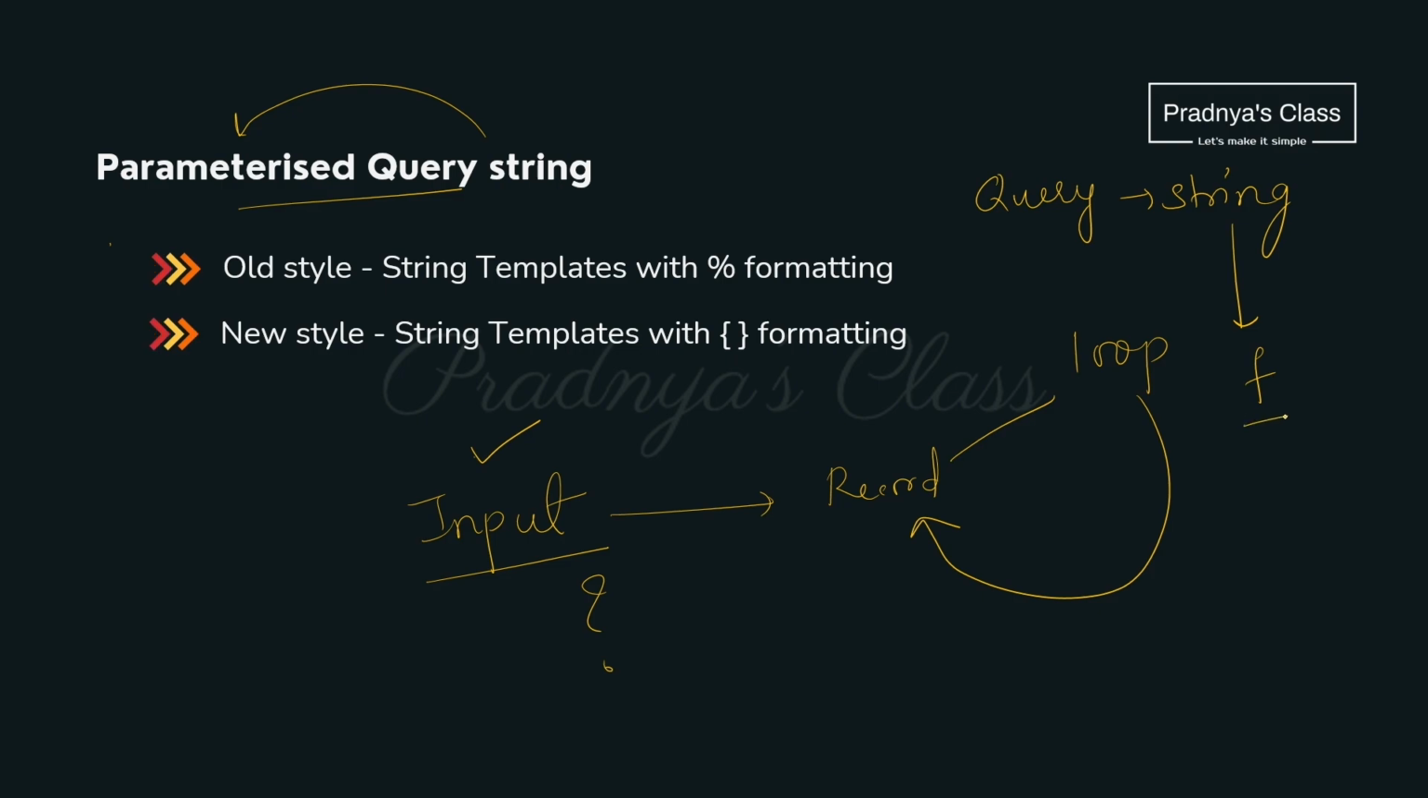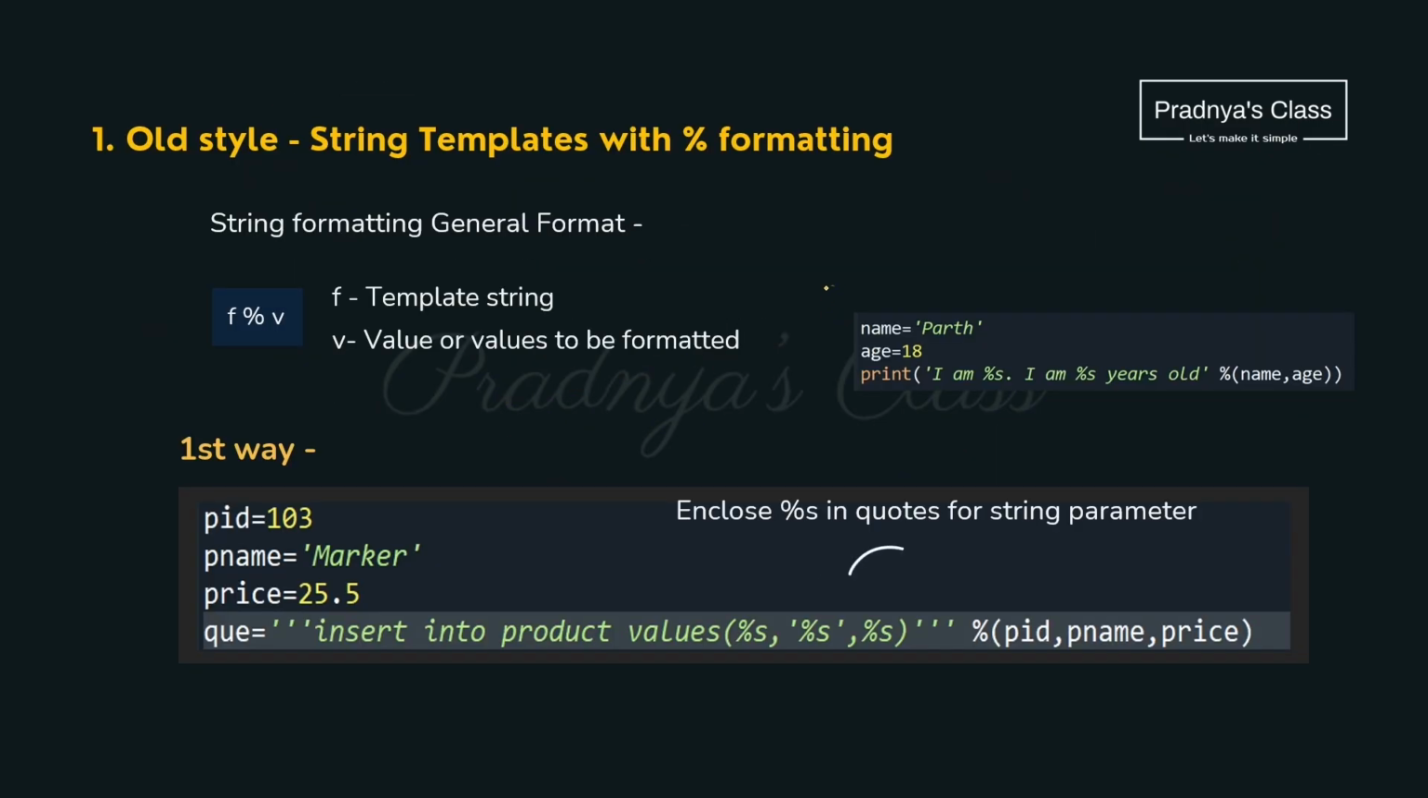For formatting, we can use 2 options. First the old style with the % symbol and the new style with the format function. If you already know how to format a string, you will easily understand this. Wherever you want to place a value, you will write %s, and the names of the variables we mention in the form of a tuple, followed by the % symbol. The same logic we are going to apply here also.